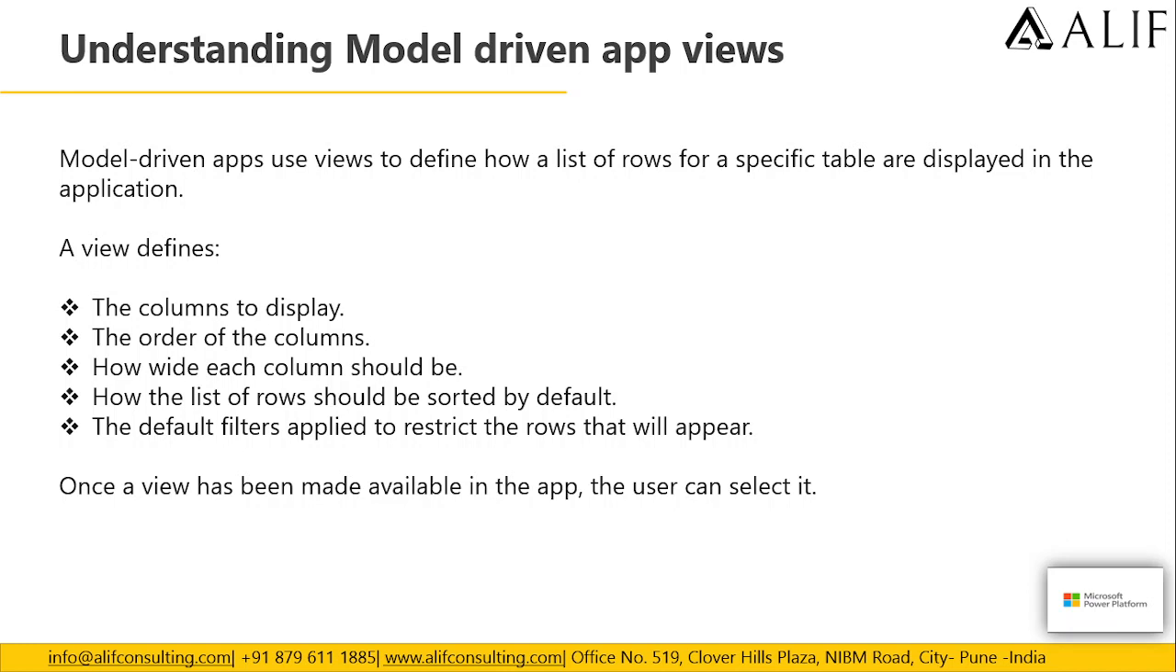Understanding model driven app views. Model driven apps use views to define how a list of rows for a specific table are displayed in the application. A view defines columns to display, the order of the columns, how wide each column should be, how the list of rows should be sorted by default, and the default filters applied to restrict the rows that will appear. Once a view has been made available in the app, the user can select it.